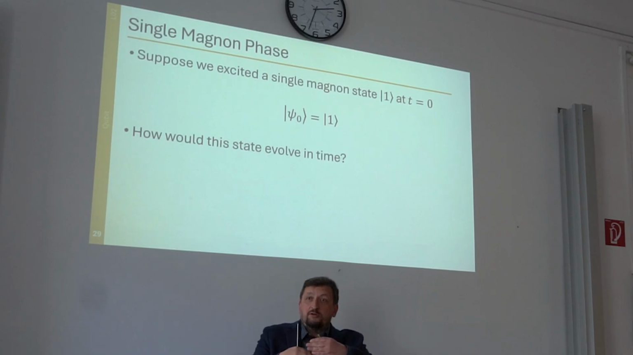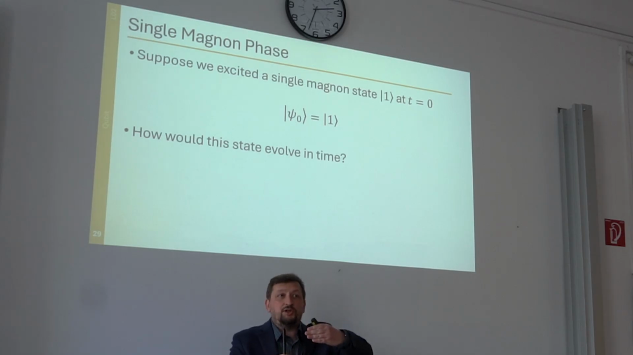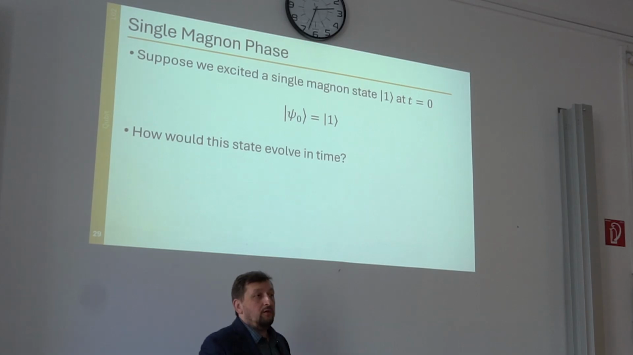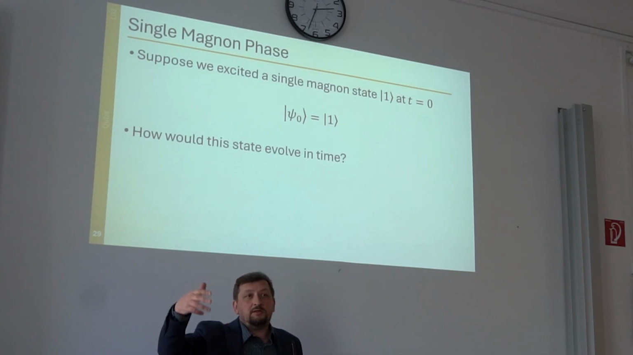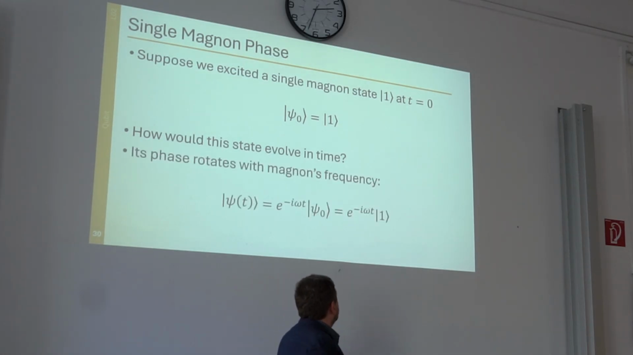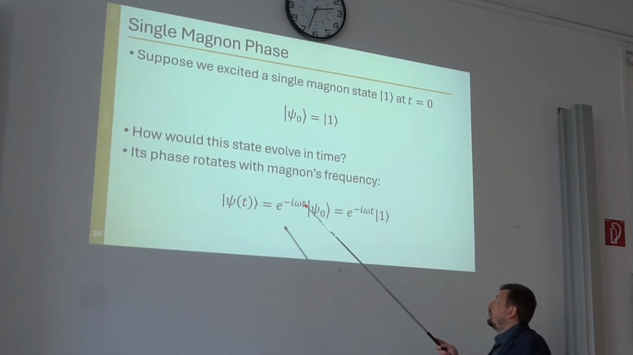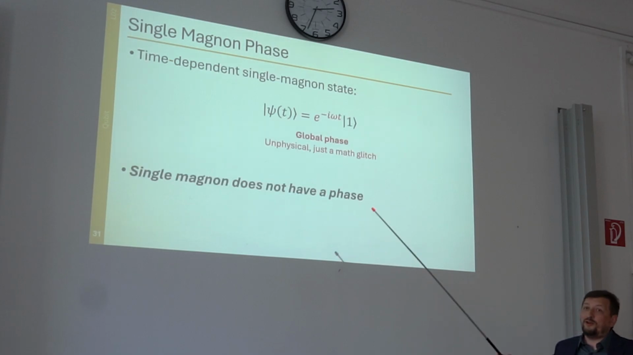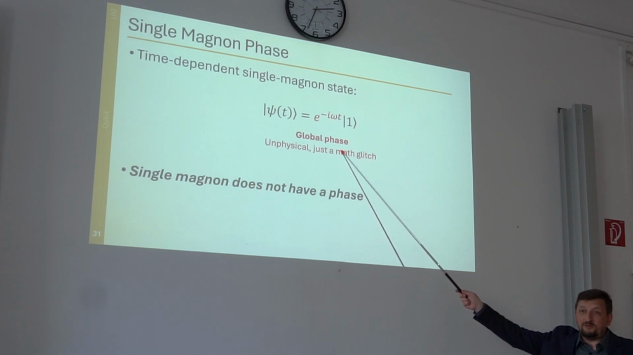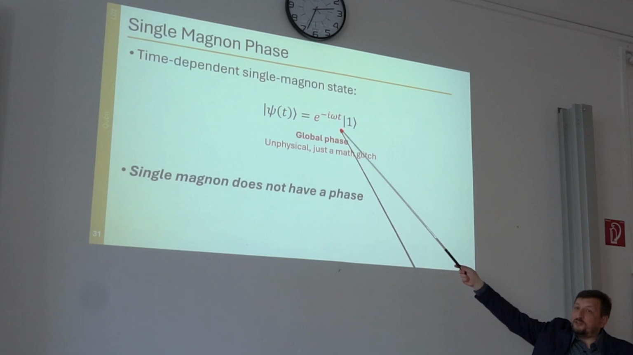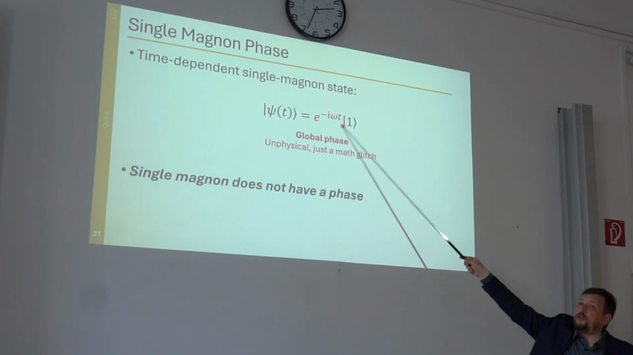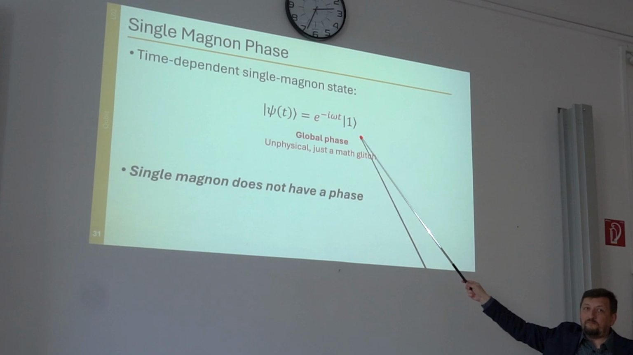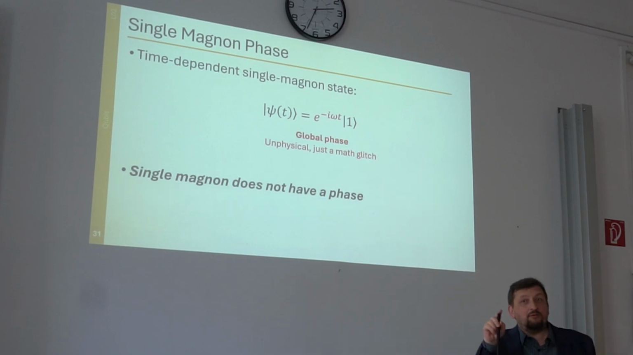Well, a single magnon has a certain frequency omega and a certain energy, h bar omega. So we know that the phase of this state will change in time as omega t. So with time, we will have a state which is like this. It just oscillates with the magnon frequency omega. But this is a global phase. This phase factor multiplies the whole wave function we have. So a single magnon does not have a definite phase.